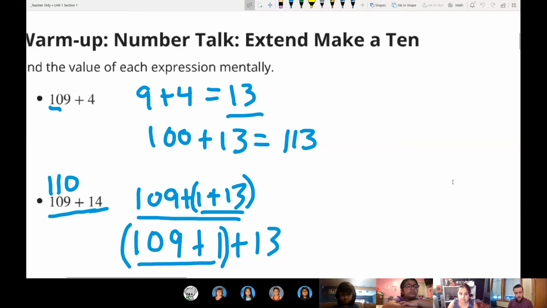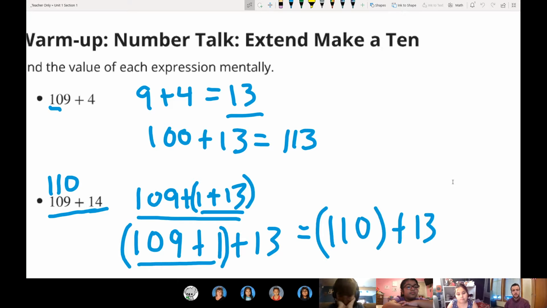Okay, now we can group this 109 and 1 to equal 110. And then we have the 13 still attached there. What's 110 plus 13, Adelina? 110 plus 13 equals 124. Very close. Check your ones.